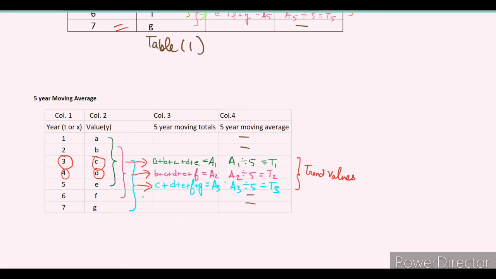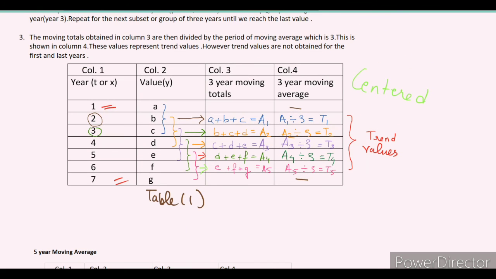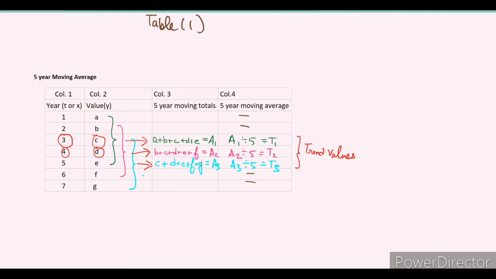You notice here that with a 5-year moving average, we leave out the first 2 years and the last 2 years. With a 3-year moving average, we cannot find trend values for the first year and the last year. With a longer period like a 7-year moving average, we cannot find trend values for the first 3 years and last 3 years. With a 9-year moving average, we cannot find trend values for the first 4 years and the last 4 years. That is the disadvantage of this method: we cannot find the trend values for all the years.